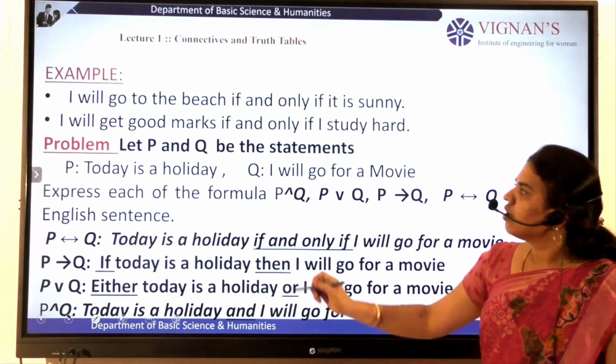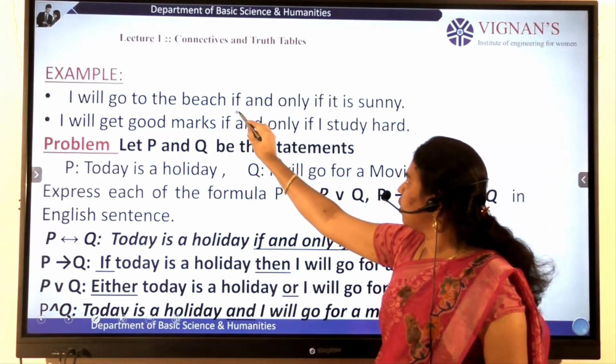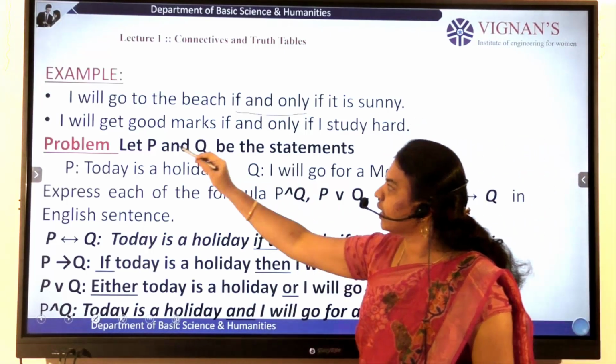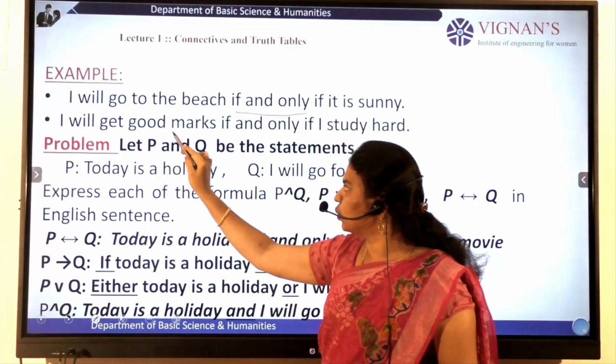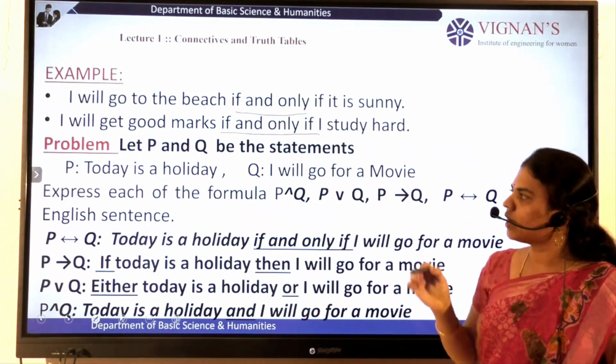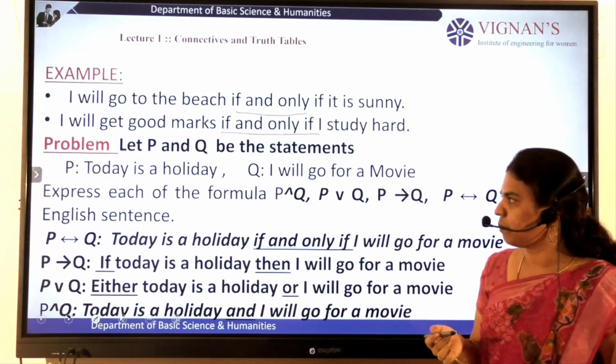Next example: I will go to the beach if and only if it is sunny. This is the example, and a second example we can write: I will get good marks if and only if I study hard. These two are the examples for biconditional statements.